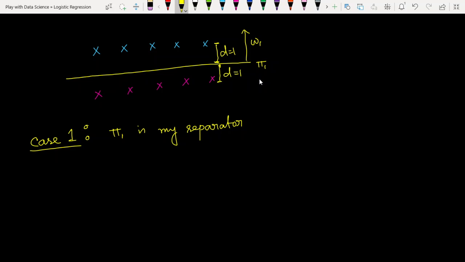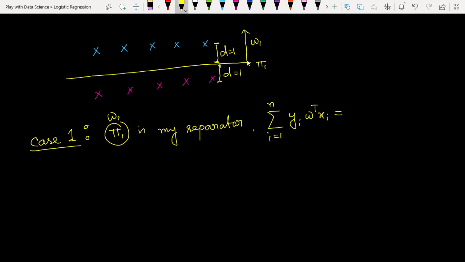Okay, pi 1 is my separator, and corresponding to pi 1 we choose w1 as the normal vector, perpendicular to the plane pi 1. So at the end of the day we calculate the summation, i equals 1 to n, how many points we have. Suppose we have n, yi w transpose xi. What is the total distance?